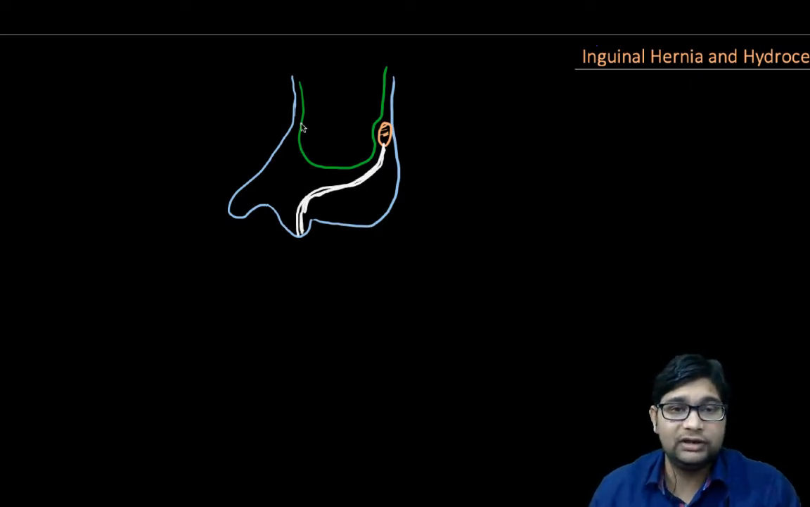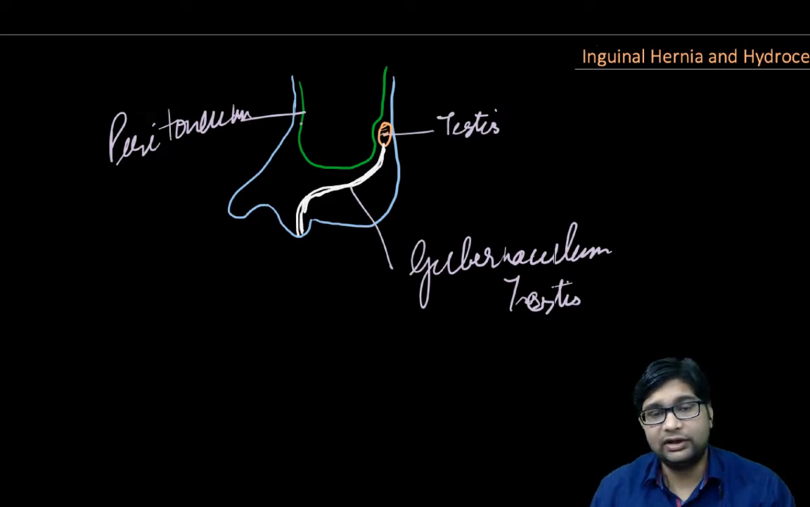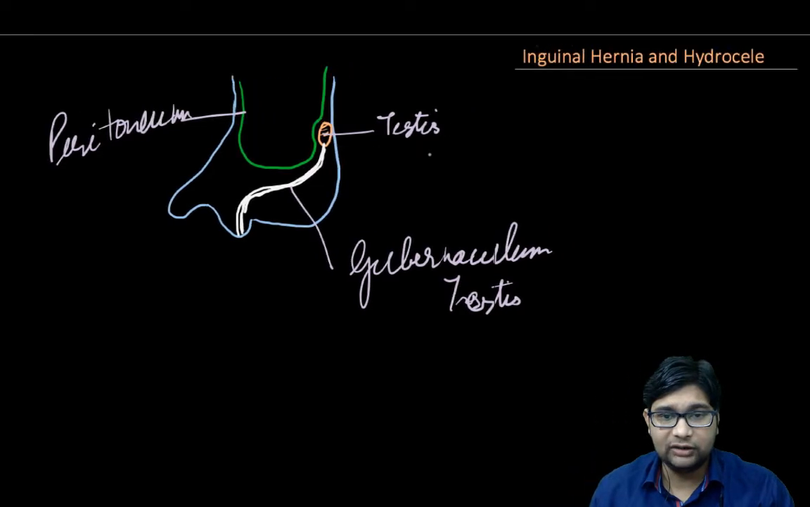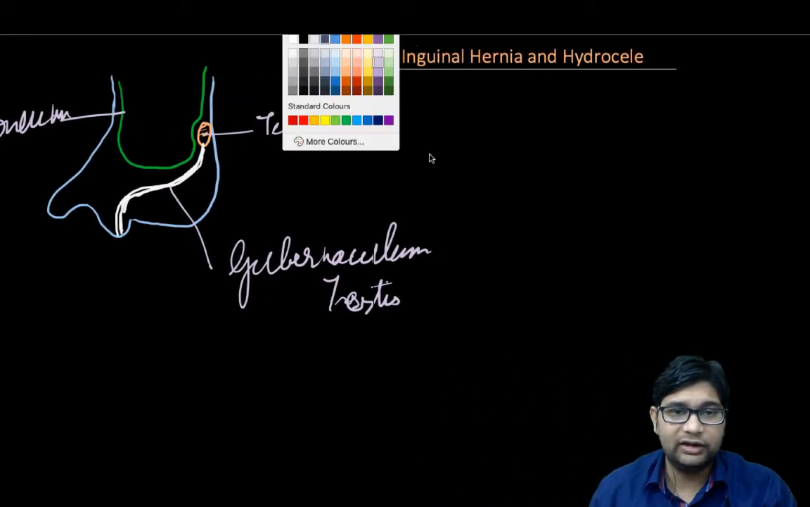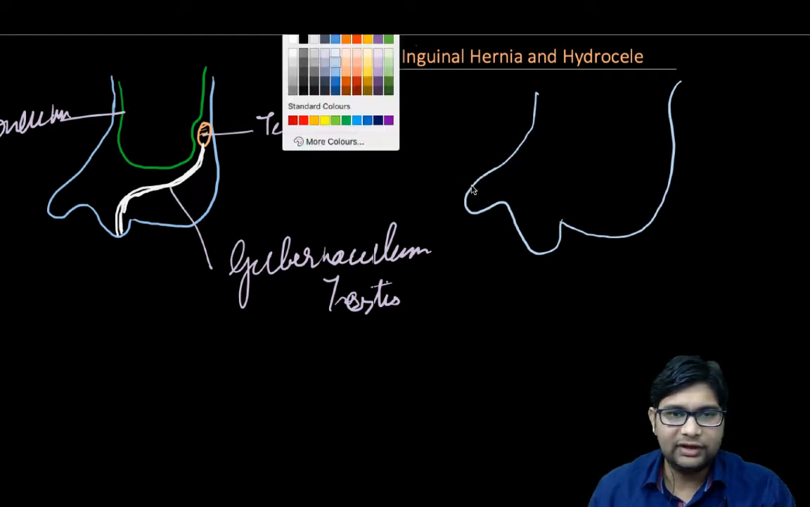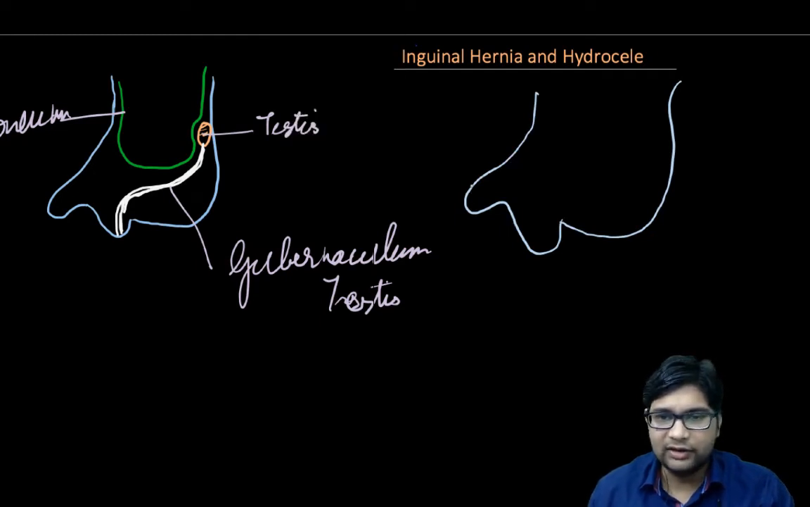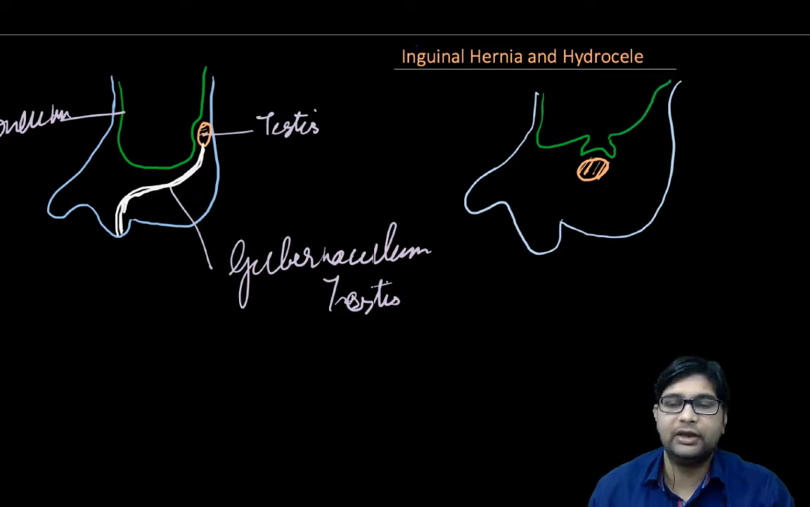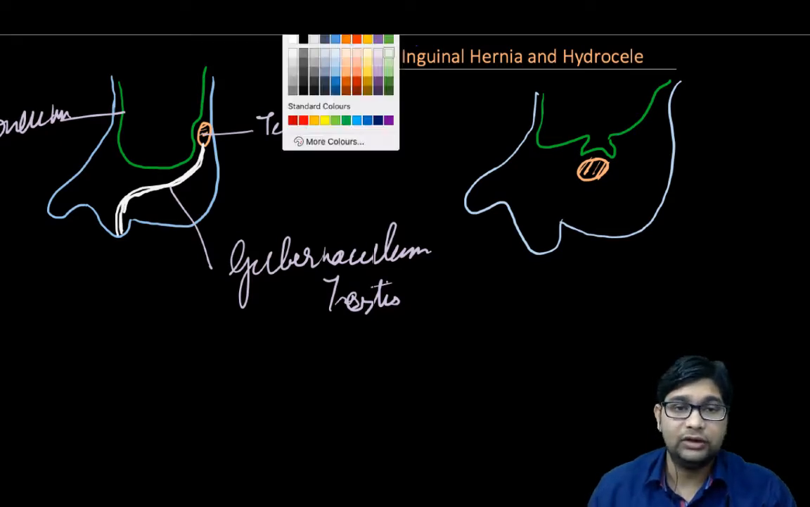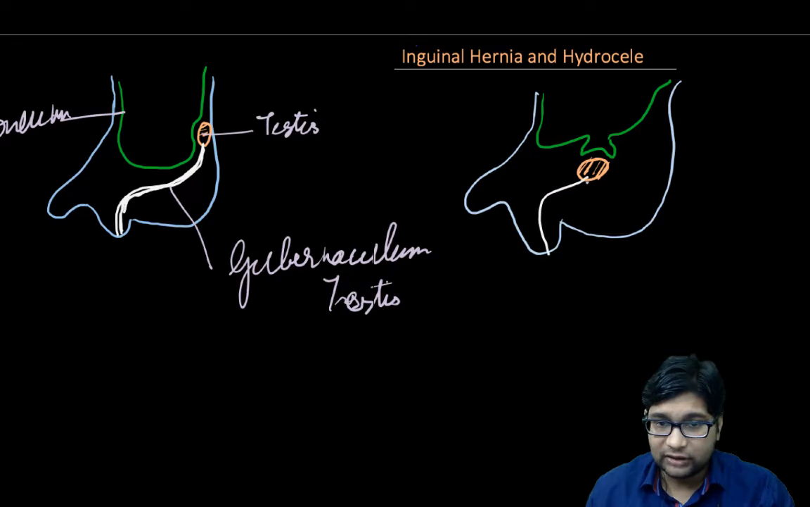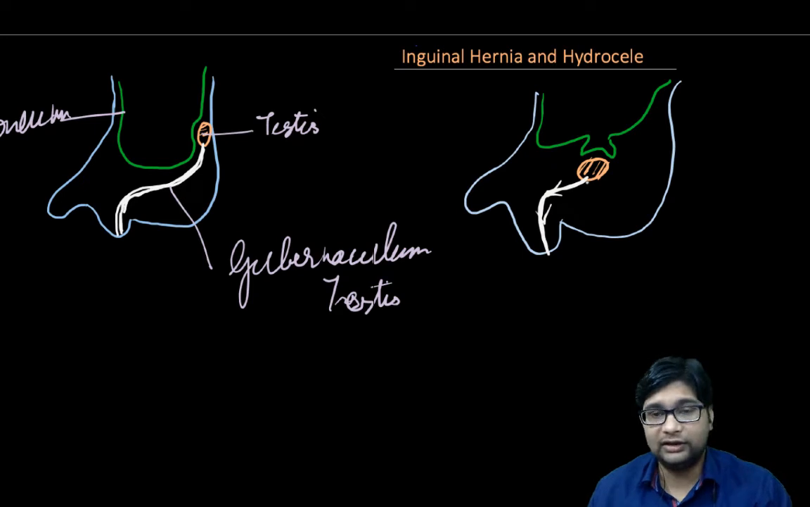So let me label these for you. This is around 3 months intrauterine life. When the testis starts developing, it also starts descending. So then it lies somewhere near the inguinal canal, and it also tries to pull a part of peritoneum along with it during the descent, and this gubernaculum testis keeps on contracting so that there is a testicular descent.